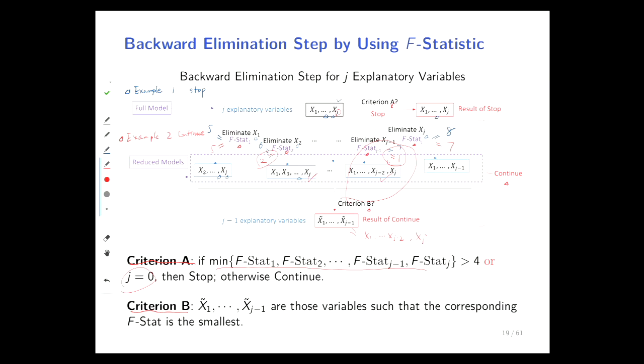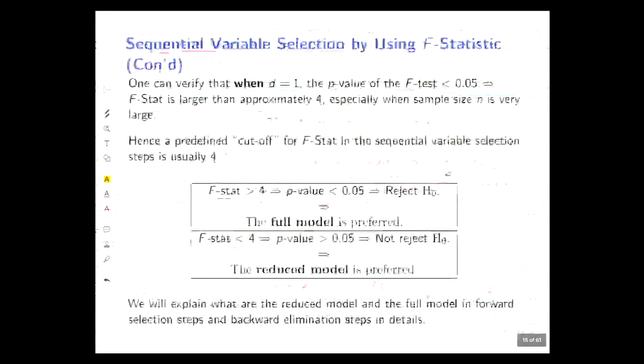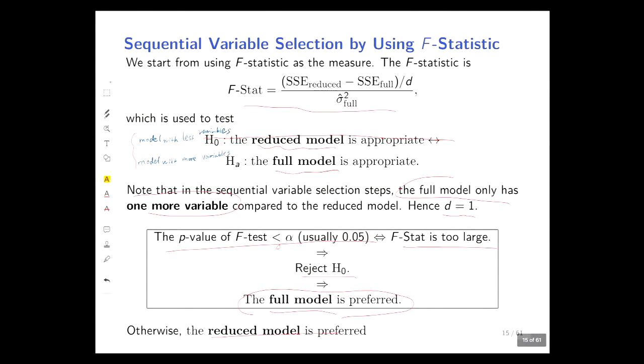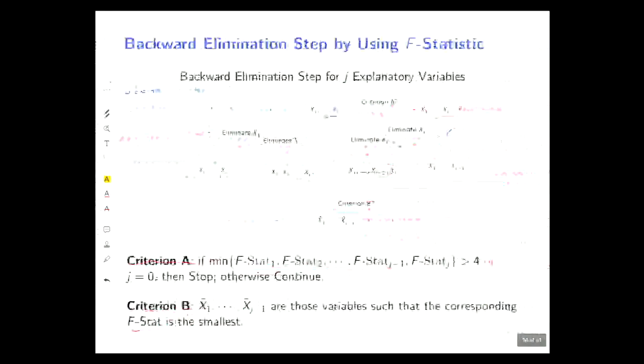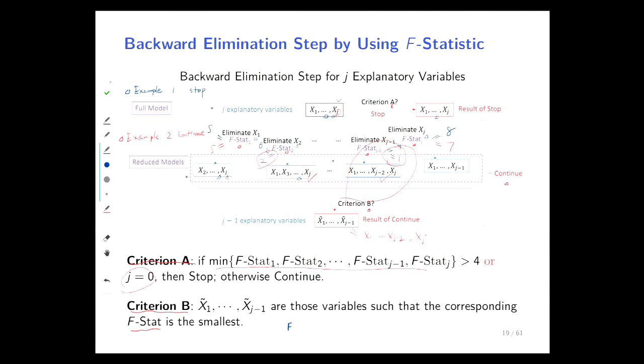If you read criterion B, criterion B is that the F statistic is the smallest. Why do we need to consider the smallest F statistic? To explain this, have a look at the formula for the F statistic. The F statistic equals the sum of squared error reduced minus the sum of squared error full, divided by D, and here D equals 1, and then divided by sigma hat square full. So the F statistic equals SSE reduced minus SSE full divided by D, but D equals 1 here, and then divided by sigma hat square full.